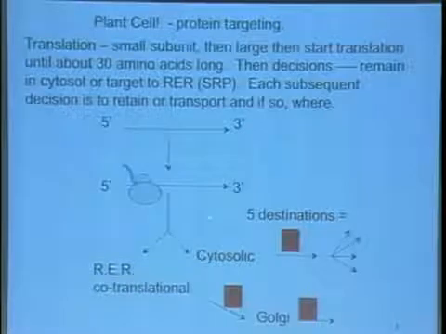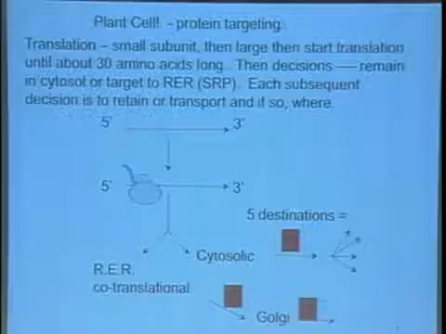So I'd like you to think about that ribosome that has finished translation of that protein. And that protein is now in the cytosol. I'd like you to think right now for a few minutes. There are 5 possible destinations for that. So what are they?